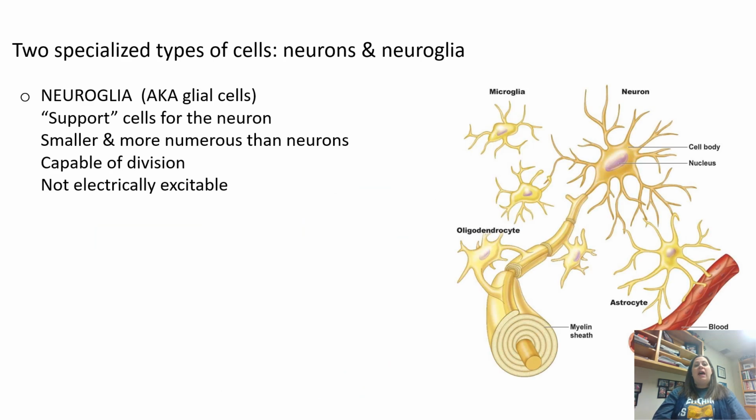Now, there are two specialized types of cells. Well, we just talked about mostly the neuron. When we look at the neuron, guys, one thing I want to note on that is that it kind of resembles your hand. When you take a look here, you have the dendrites, you have the cell body, and you have the axon like your forearm.